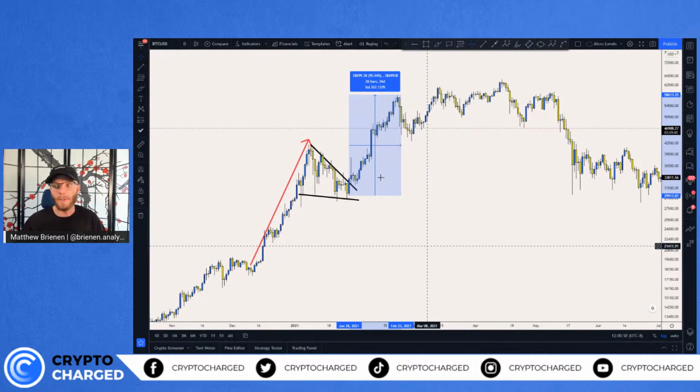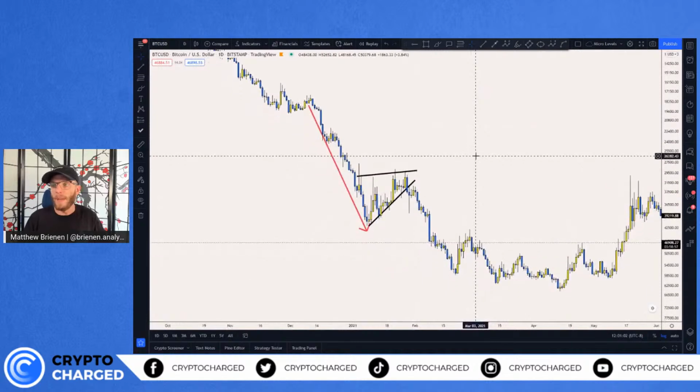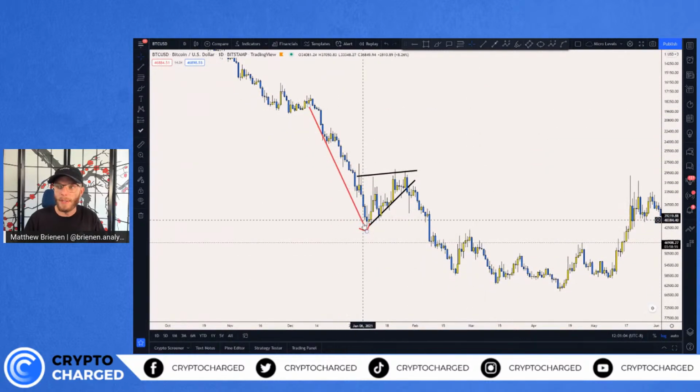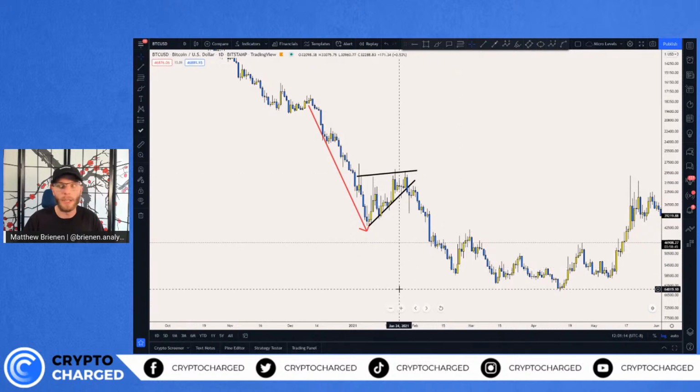So again, if I were to flip this chart upside down, the expectation should be that, okay, we saw this huge downward move, and we see consolidation to the upside. What should be the next move we expect after consolidation to the upside? More selling pressure, which in this case would have been very much true.